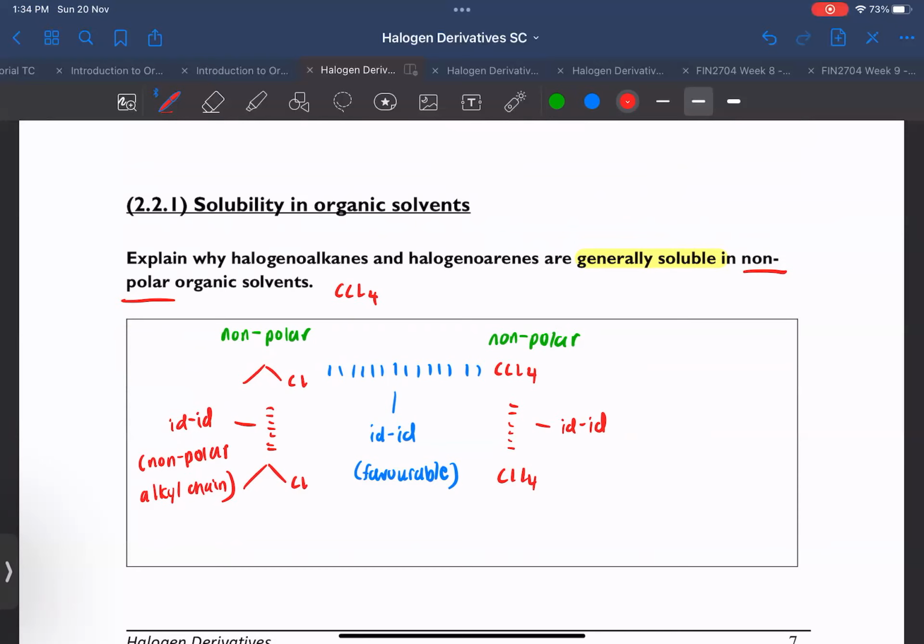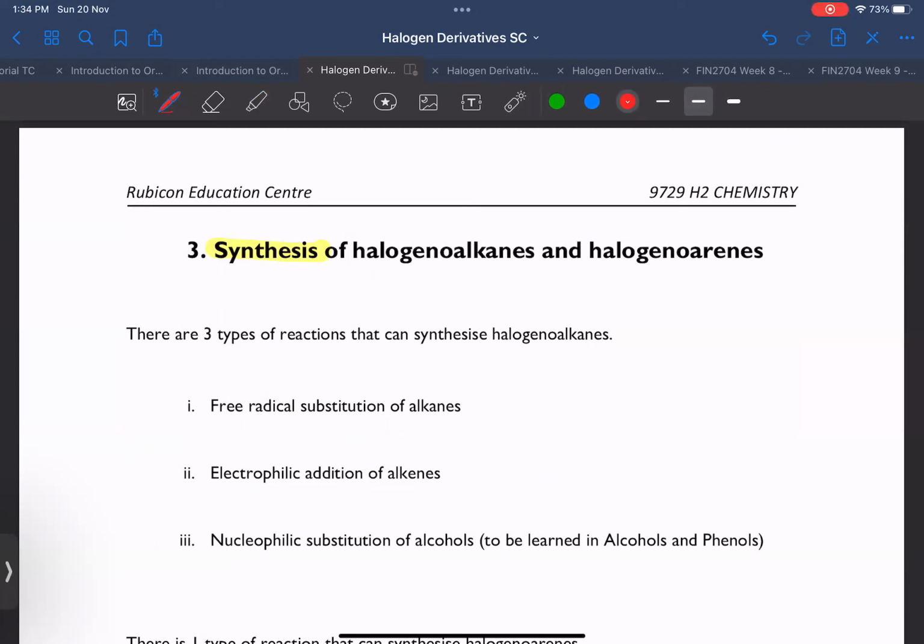Right, now we're going to move on to the final, at long last, the organic portion of this topic. Okay, so the chem bonding stuff is out of the way. Let's look at this. I want you guys to highlight the word synthesis. So synthesis in all organic topics.